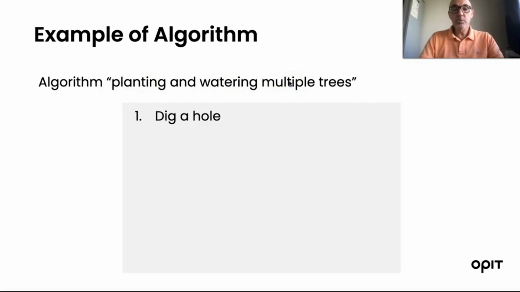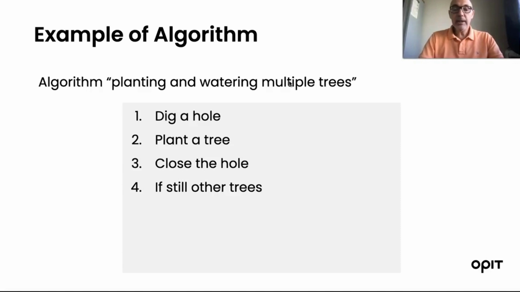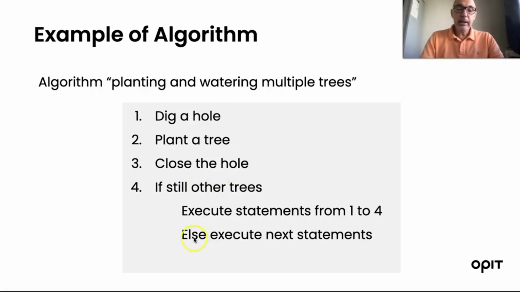We're going to dig a hole as we did previously, we're going to plant a tree, then we're going to close the hole. After this, we should see, do I have other trees in hand or not? Am I done? If I have other trees, I will jump again to the first statement and dig a hole, plant one of the remaining trees, close the hole, and again check. Do I have other trees? I will repeat this part until I have no more trees. In this case, I will execute the next statement, and the next statement will consist of watering all the planted trees. So this is one example of an algorithm.